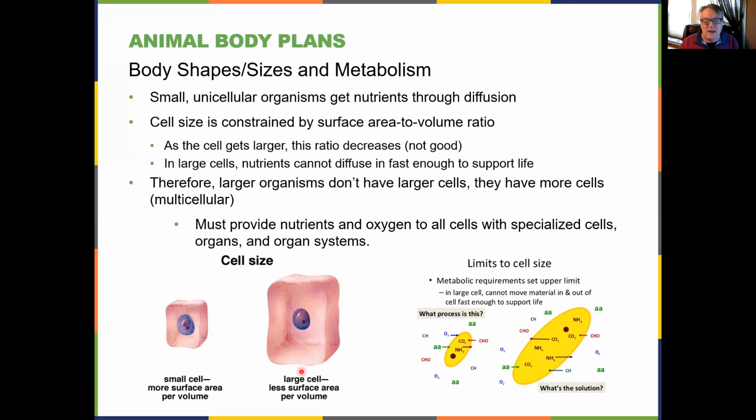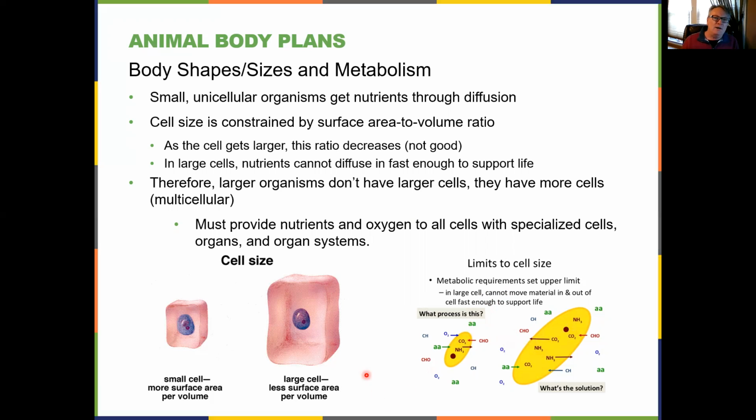That's a bad thing, because what ends up happening is that in larger cells, as shown over here on the right-hand side of this figure, as a cell gets larger, there is more metabolism going on in it, but we actually are unable to move in nutrients and move out waste products fast enough to support life. So larger cells don't end up being efficient or really capable of supporting life.